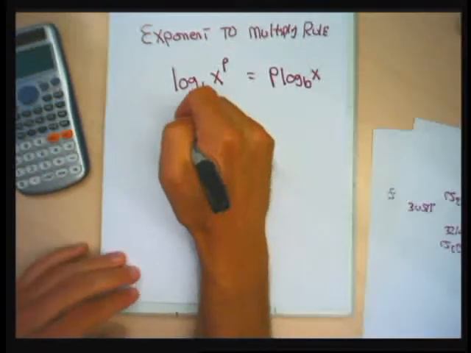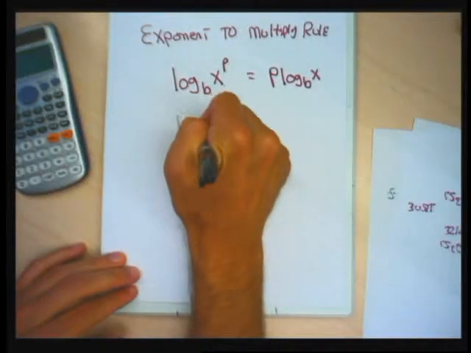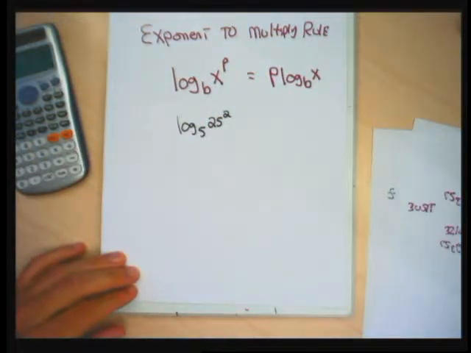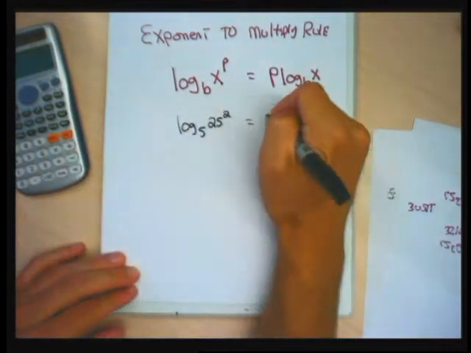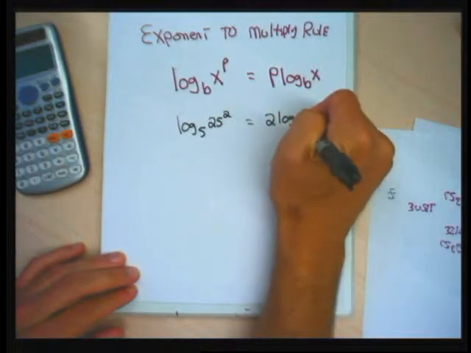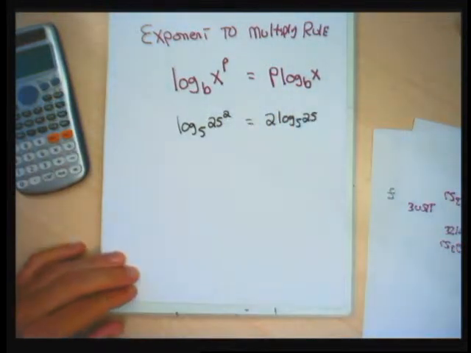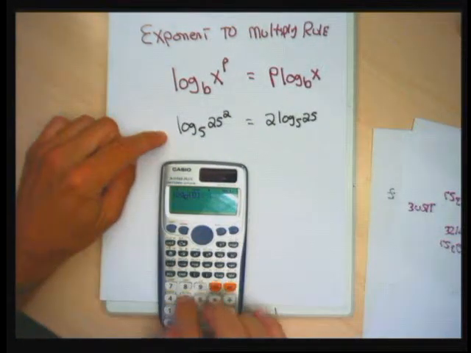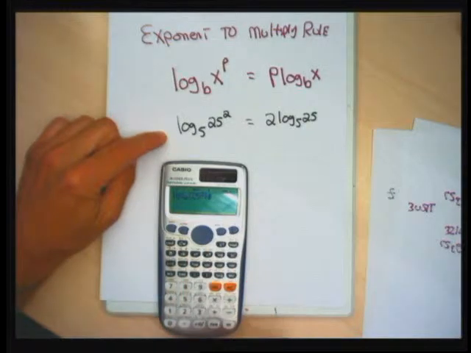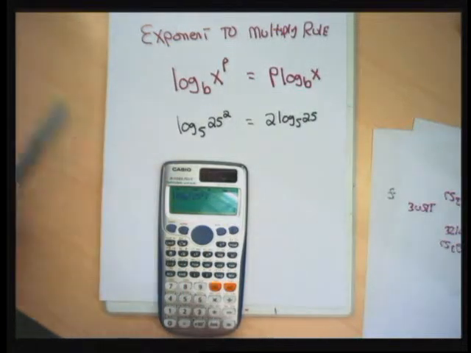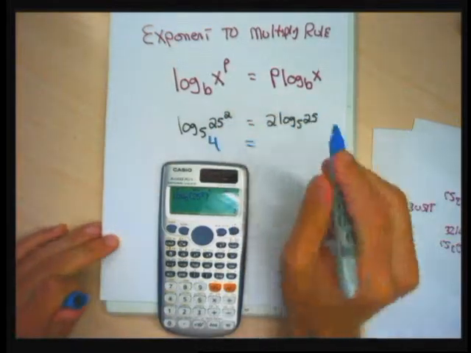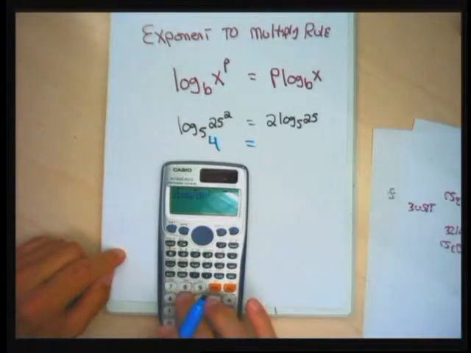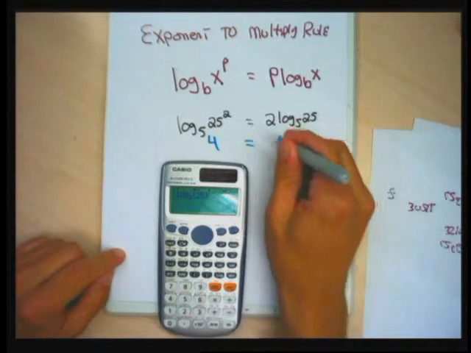Here's an example of that rule. If I had the log base 5 of 25 squared, which was a problem I did earlier today, the rule says that this is going to equal 2 times the log base 5 of 25. So I'll show you each on my calculator. Left one, log base 5 of 25 squared equals 4. Rewrite 2 times the log base 5 of 25 also equals 4.